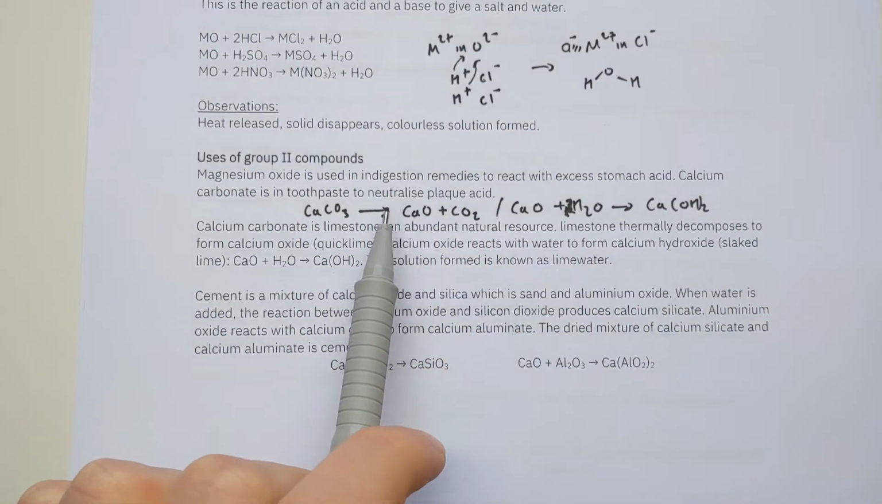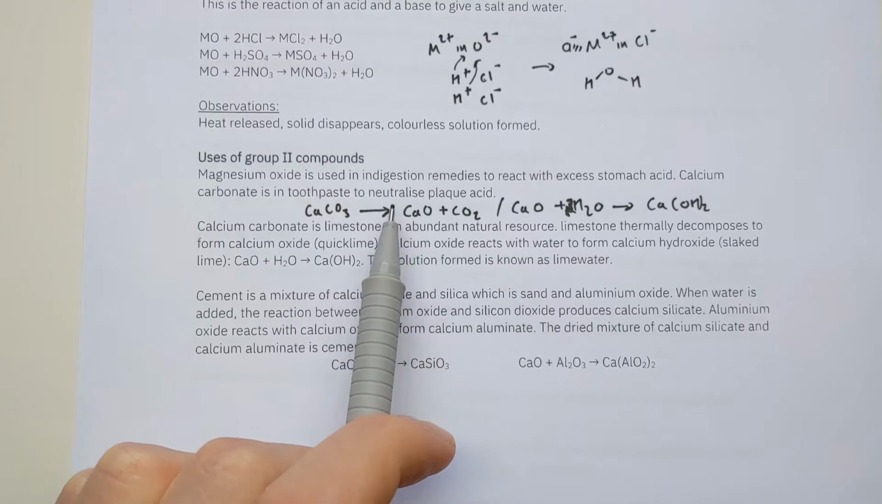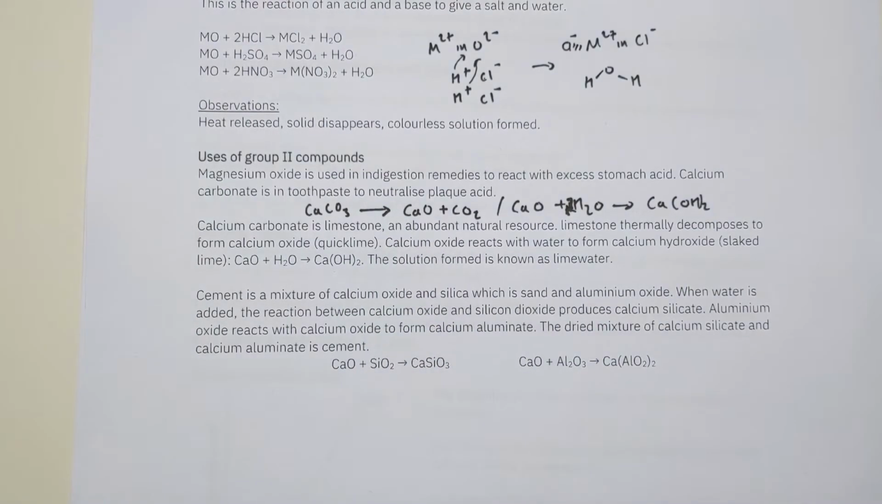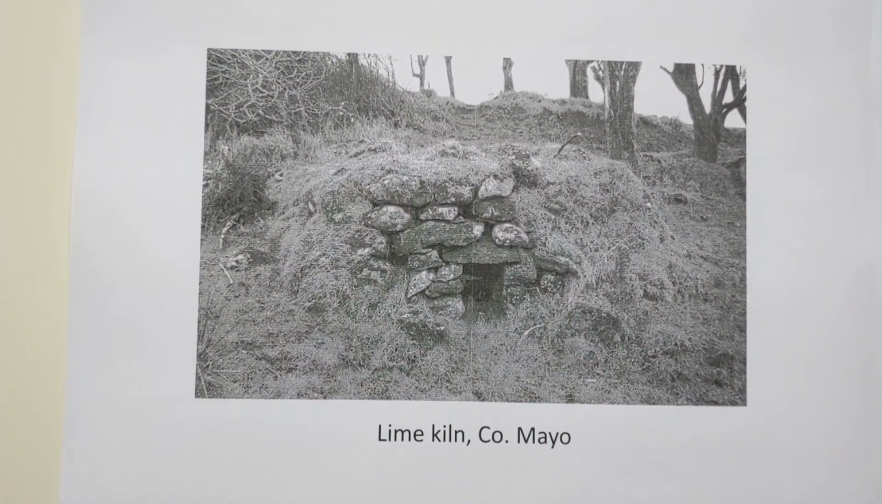First one's calcium oxide. So if this is limestone, calcium oxide is known as quicklime in a historical sense. Where you'll find quicklime being used, if I bring in the picture here, this is a lime kiln in County Mayo. So all over Ireland you will find the remains of these kind of stone structures with little holes in the middle, which are known as lime kilns.